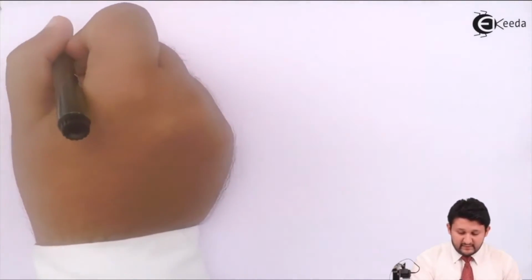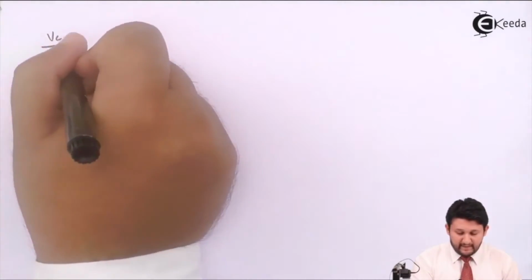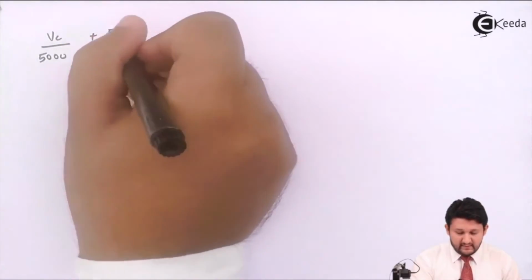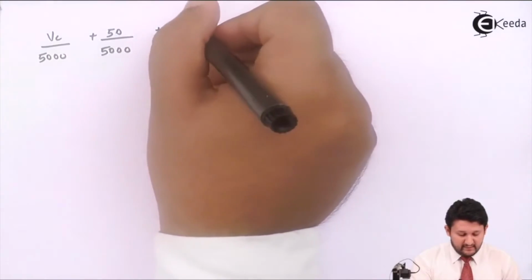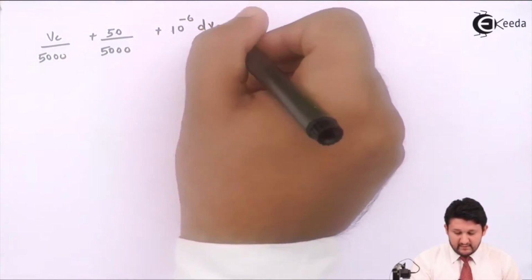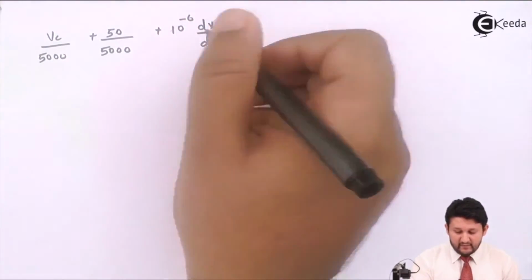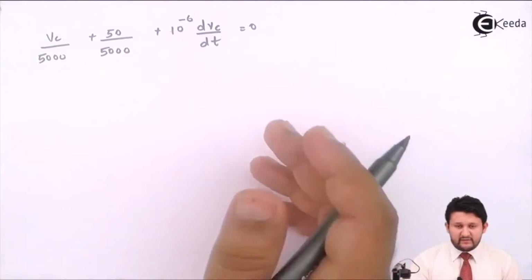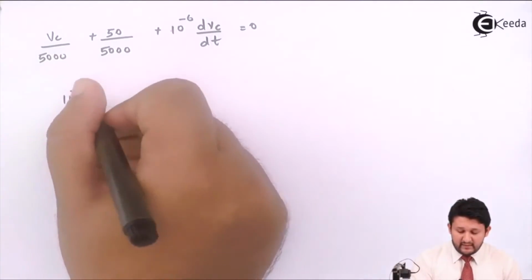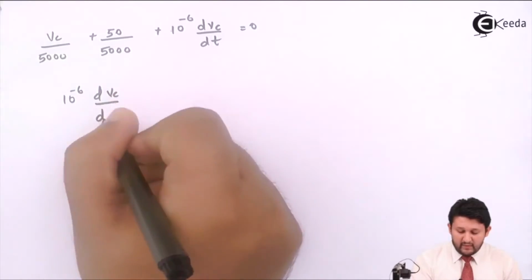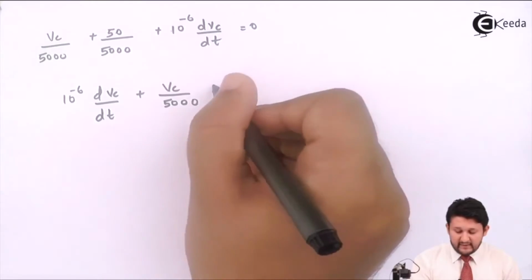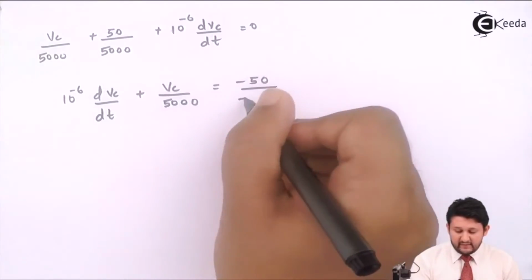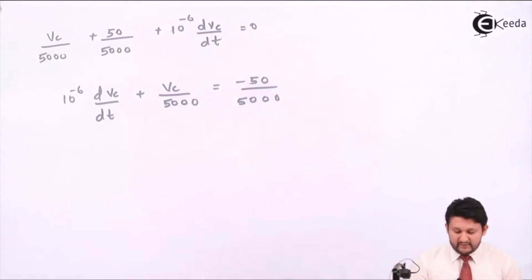The equation which we get is Vc upon 5000 plus (50 upon 5000) plus 10 raised to minus 6 dVc upon dt equal to 0. Whatever number you get, shift to the RHS side. So you get 10 raised to minus 6 dVc upon dt plus Vc upon 5000 equal to minus 50 upon 5000.